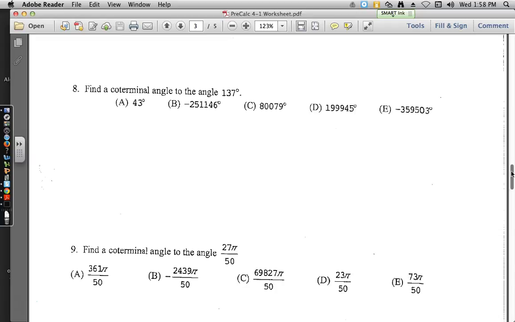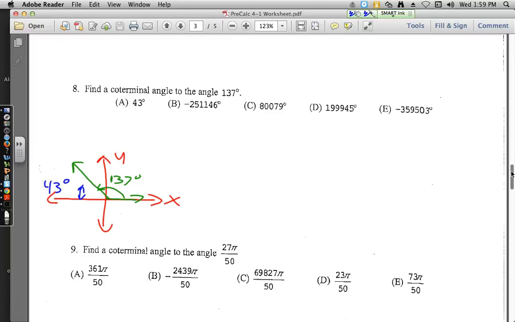Number 8 says find a coterminal angle to the angle of 137 degrees. So the first thing I would probably do is just get a feel for the angle by making a visual of it and realizing that 137 degrees, well, it's definitely going to go past 90, but not all the way over there to 180. So this is 137 degrees. I would want to know, what about this little chunk right here? Because what if they come at this on the negative side? I would want to know what that angle is going to be. And that little angle is 43 degrees.